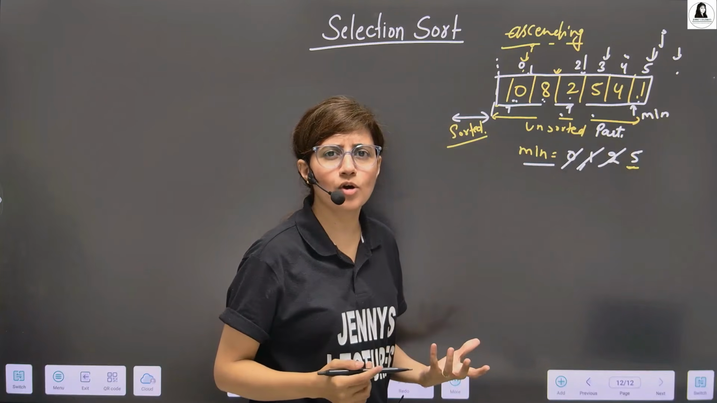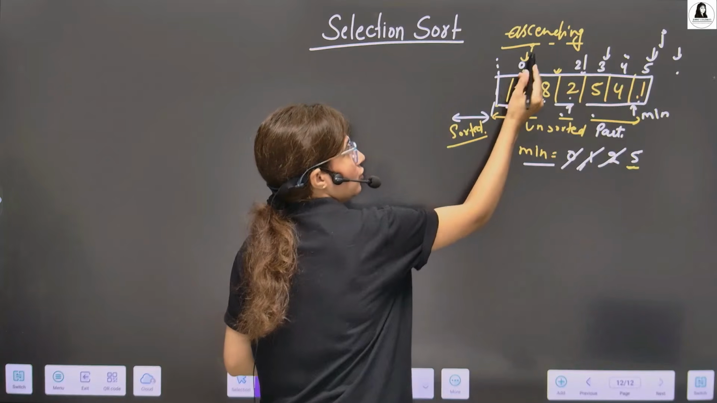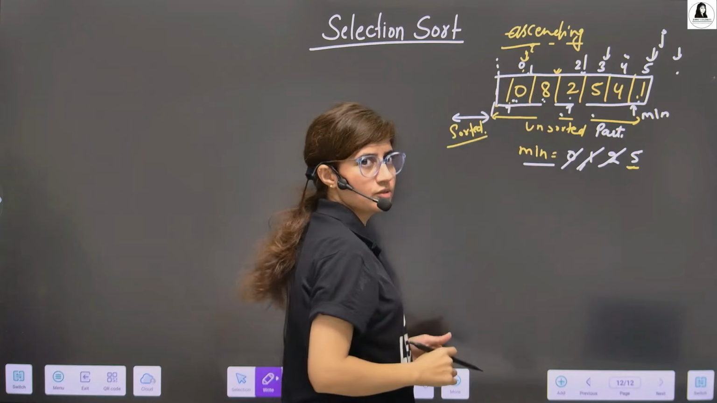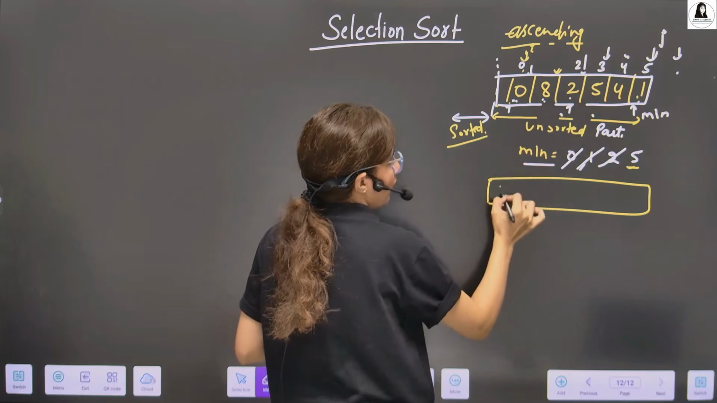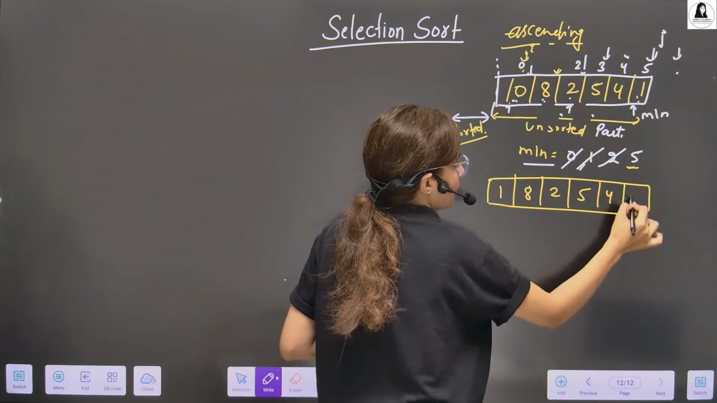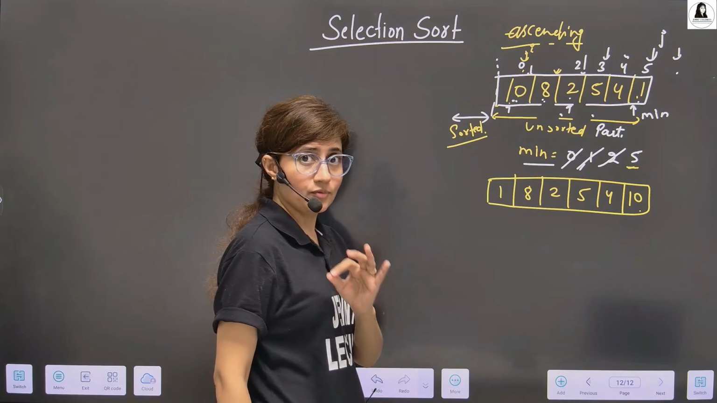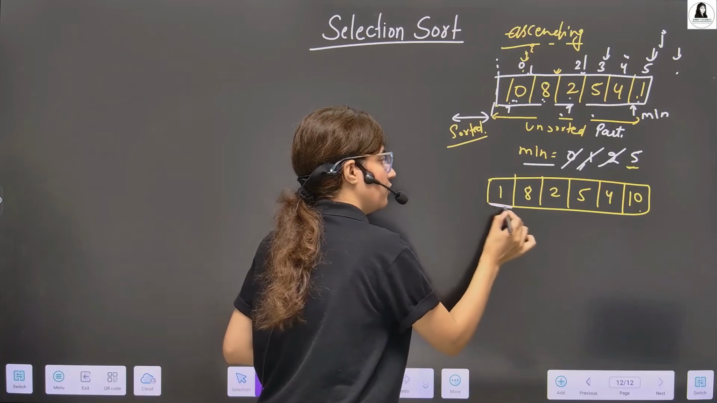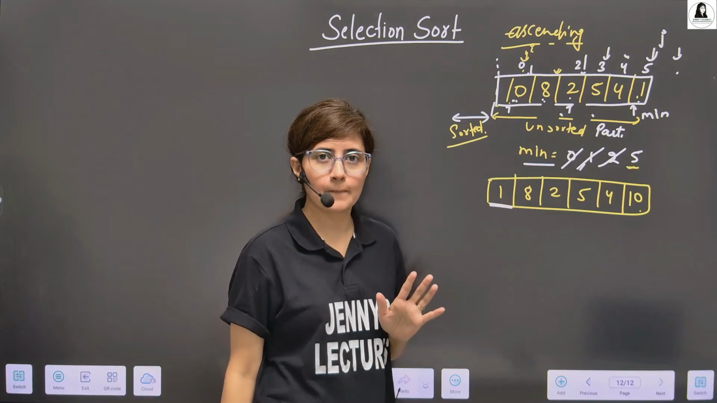So now we swap what? We swap this with this. We know this i pointer is still pointing to this. So we swap this with this. After swapping now, this becomes 1, 8, 2, 5, 4, and 10. So now I can say with guarantee that at the very first of the array I have the smallest data, the smallest element. That is for sure. Right?